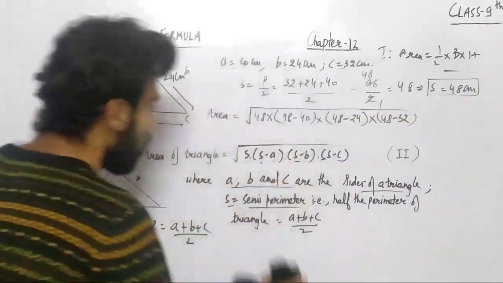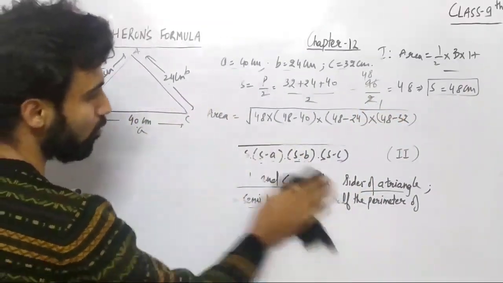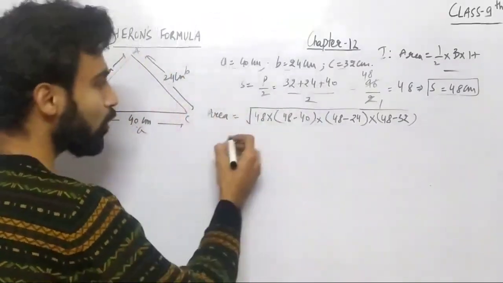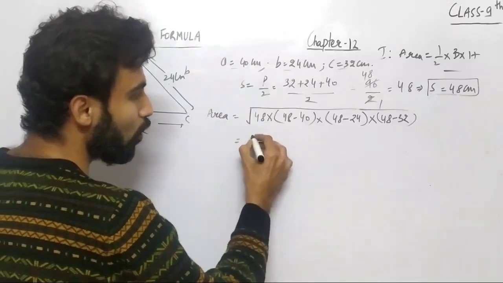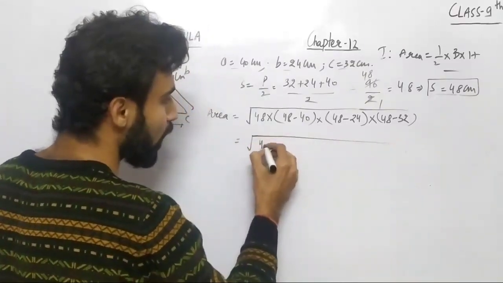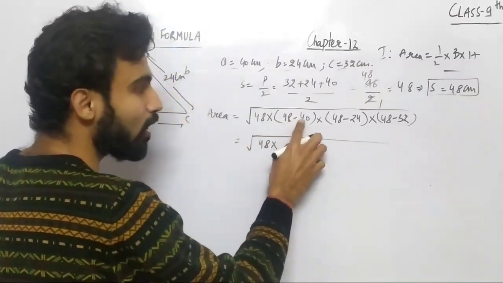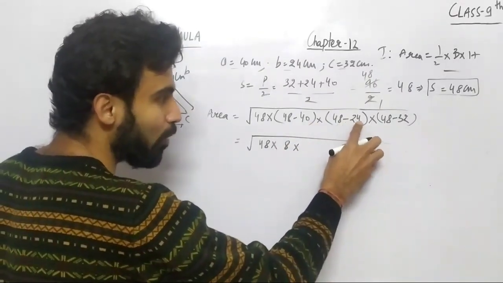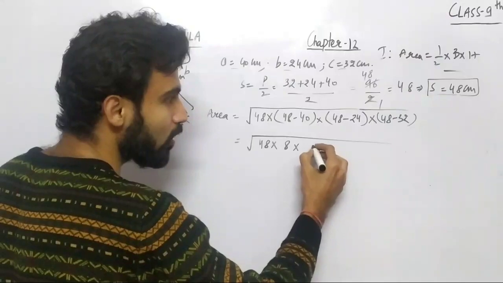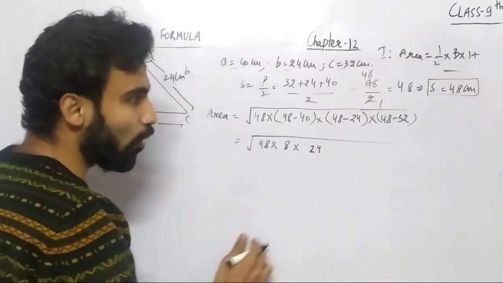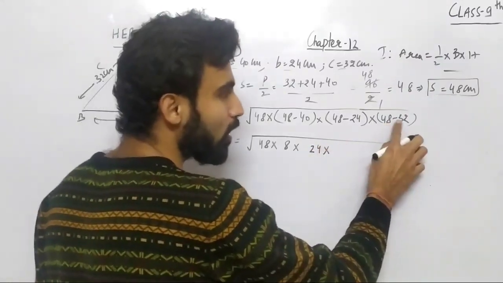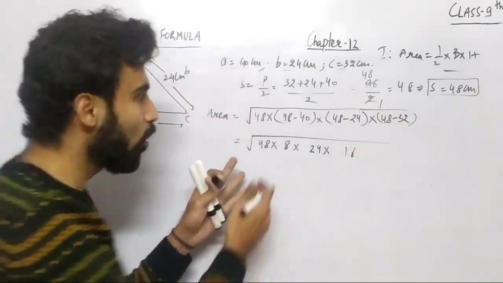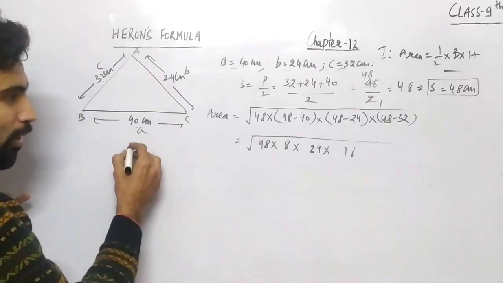So now let me just make some space below. So here if you just simply solve this, what you have to do first is write this 48 as it is. Then 48 minus 40, that will be 8. Then 48 minus 24, let me just check. So that will be 24, right? Multiply now 48 minus 32, that will be 16, right? Now we have to multiply this. So let me just multiply one by one.